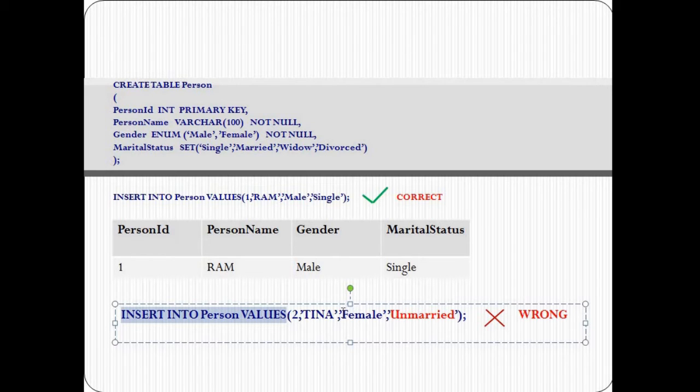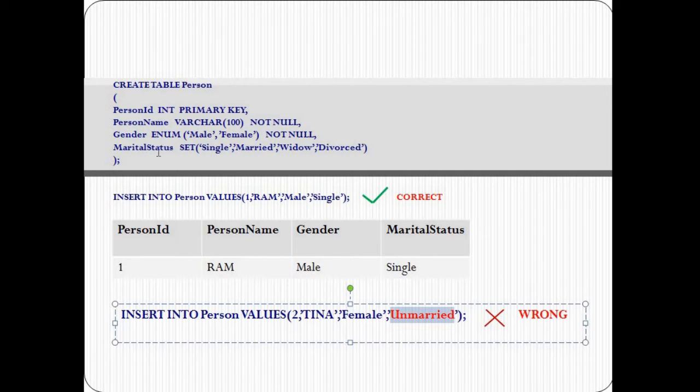Now since the entry female belongs to that domain, that is, since this entry female is inside this domain consisting of male and female, this is an acceptable value or an entry for the gender column. Then look at the fourth entry, unmarried.